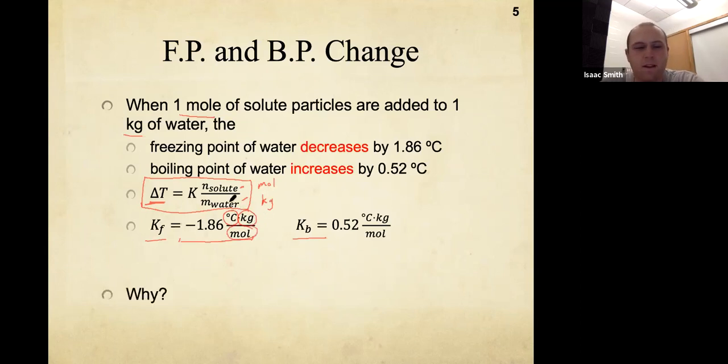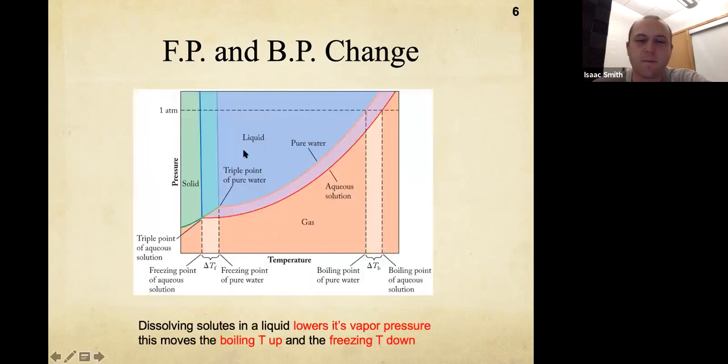Okay. All right. So let's talk about why this happens, why the boiling point increases and the freezing point decreases. So if you look at this graph here, this orange line represents pure water, okay? So this would be water. This is basically the freezing point of water, so that's 0 degrees Celsius. And this right here would be the boiling point of water, which is 100 degrees Celsius.